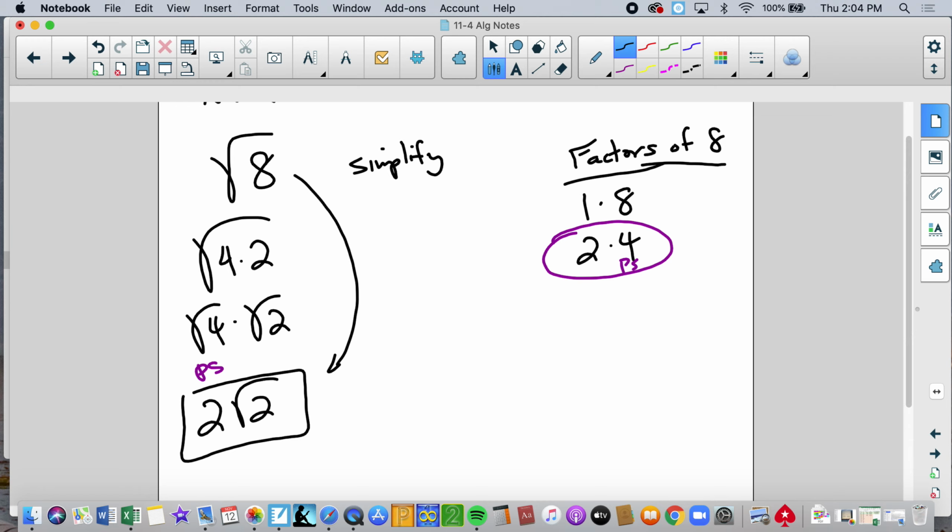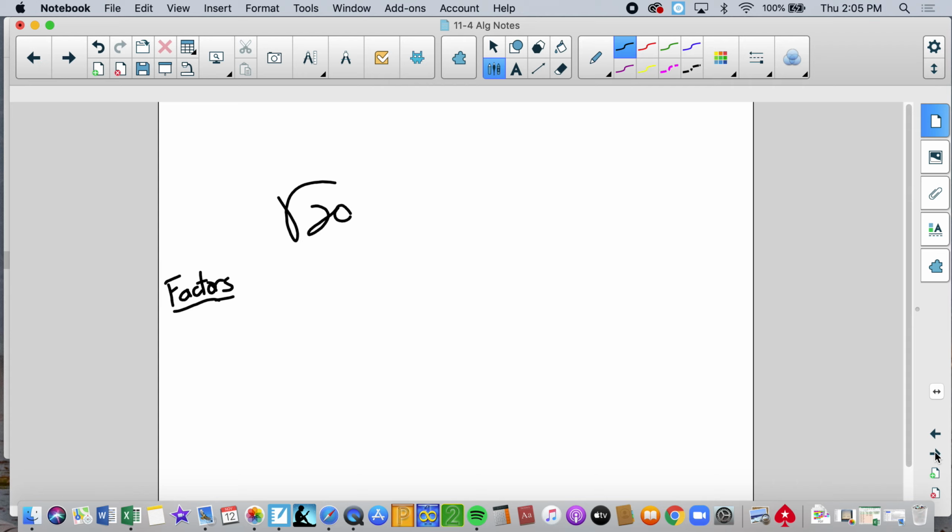So if we had the square root of 100, that would be a perfect square. If we have the square root of 20, maybe that is not a perfect square. So we have to look and see, are any of the factors of 20 a perfect square? 1 times 20, 2 times 10, 3 no, 4 times 5. So of these factor pairs, are any of those a perfect square? Yes. 4 is a perfect square.